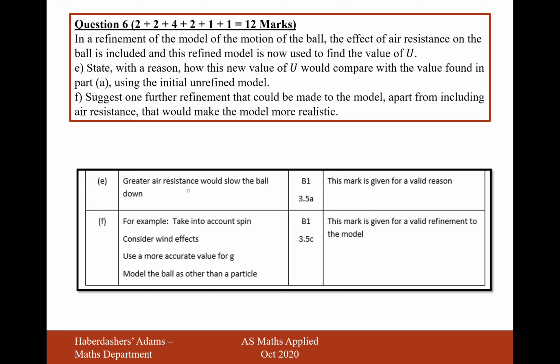And part F is suggest one further refinement that can be made to the model apart from including air resistance that would make the model more realistic. So we've got a couple of examples here, taking into account some spin of the ball, taking into account wind effect, using a more accurate value of g, modelling the ball as other than a particle, maybe it has some surface area to it, so there's surface resistance, etc. So yeah, any one of those examples could be used to refine the model even more.